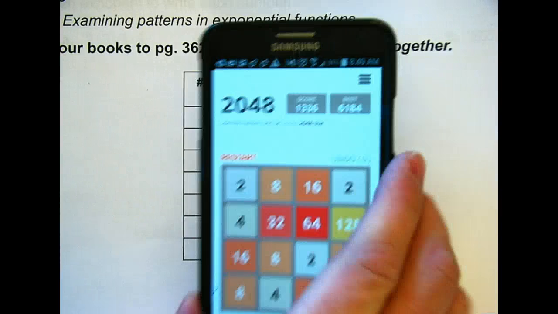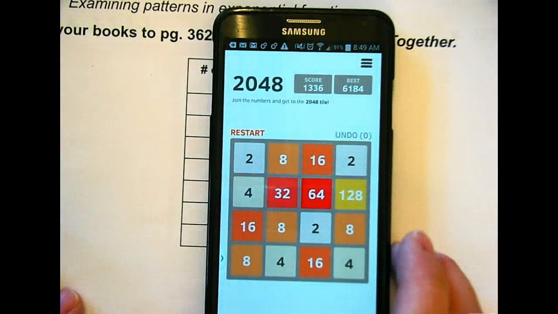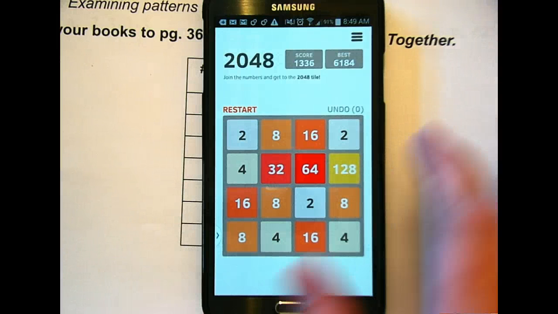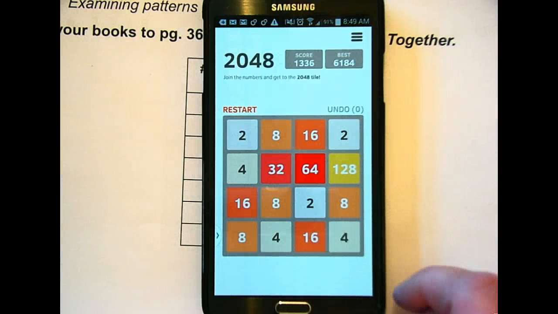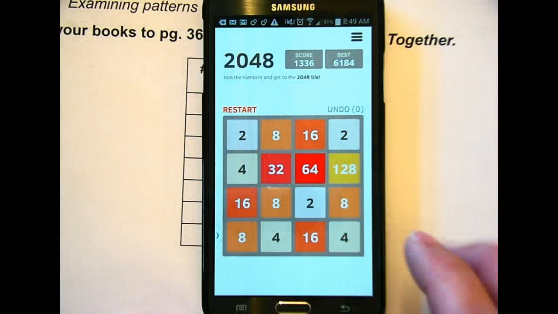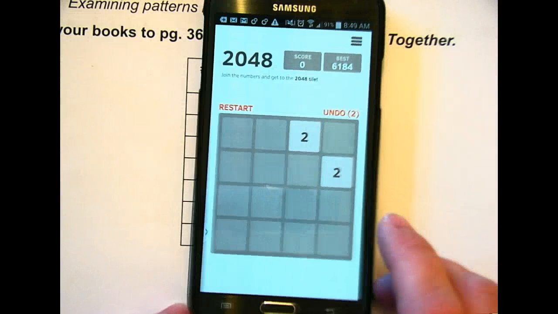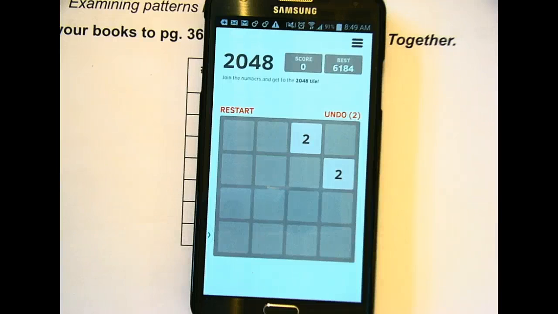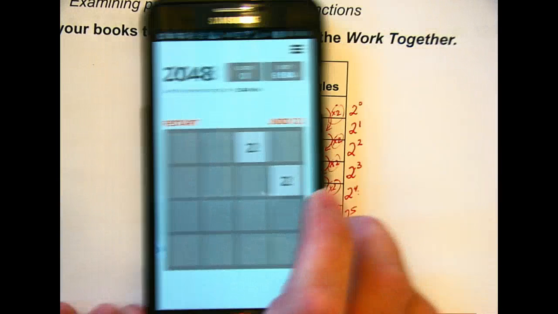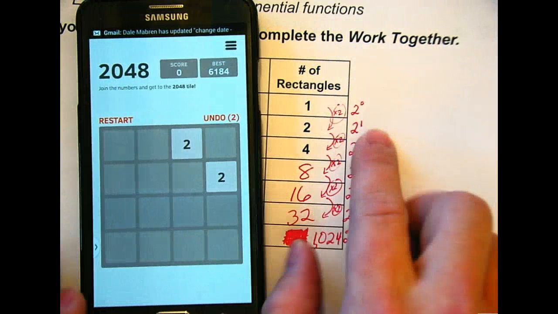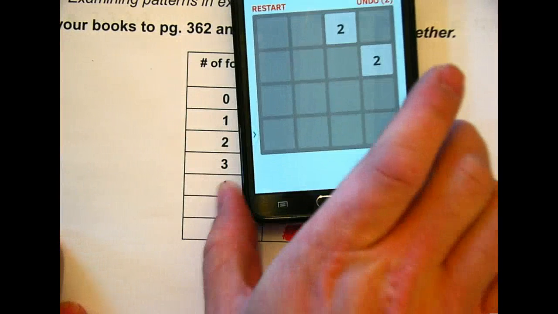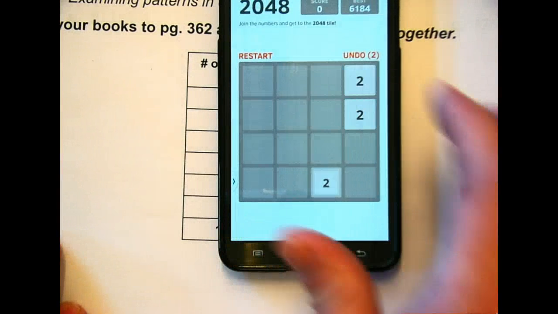All right. So this game, I really don't want to restart my game right now because it's tough to get that far, right? Those of you who play, you know. But so here's the game. Let's restart. It saddens me. Yeah. Okay. So we have 2 to the what power? 2 to the first power. Okay. So 2 to the first.